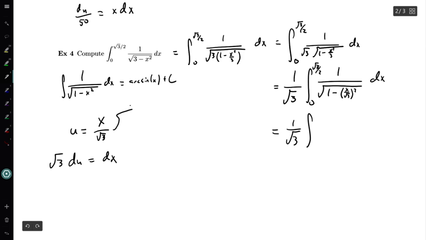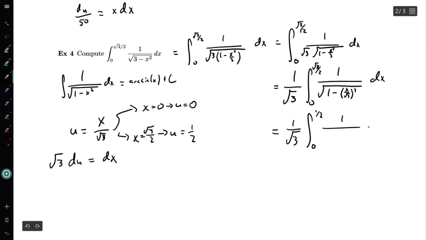So if x equals 0, then u is also going to be 0, because 0 over the square root of 3 is 0. And if x equals root 3 over 2, then u is going to be root 3 over 2 divided by root 3, in other words, 1/2. So my bounds of integration here go from being 0 to root 3 over 2 to being 0 to 1/2.